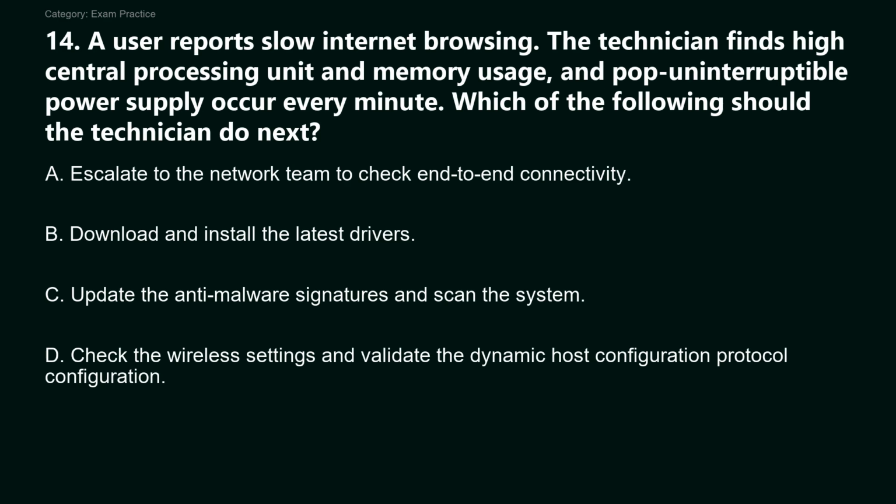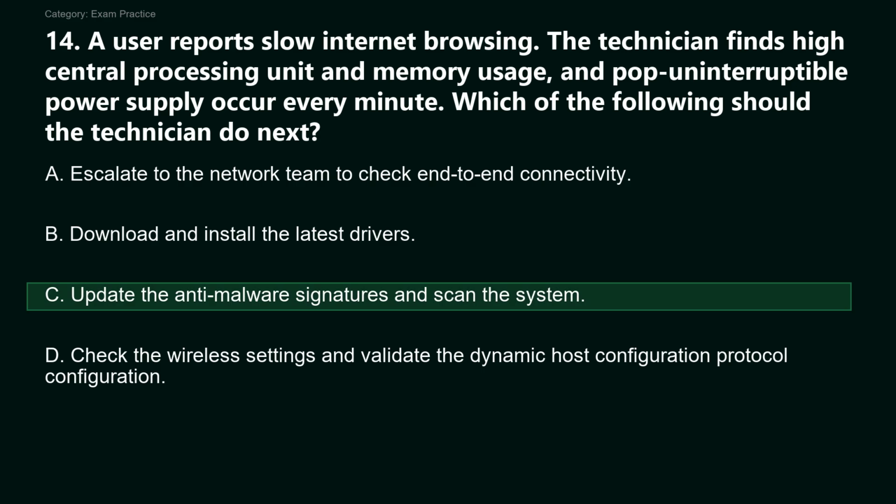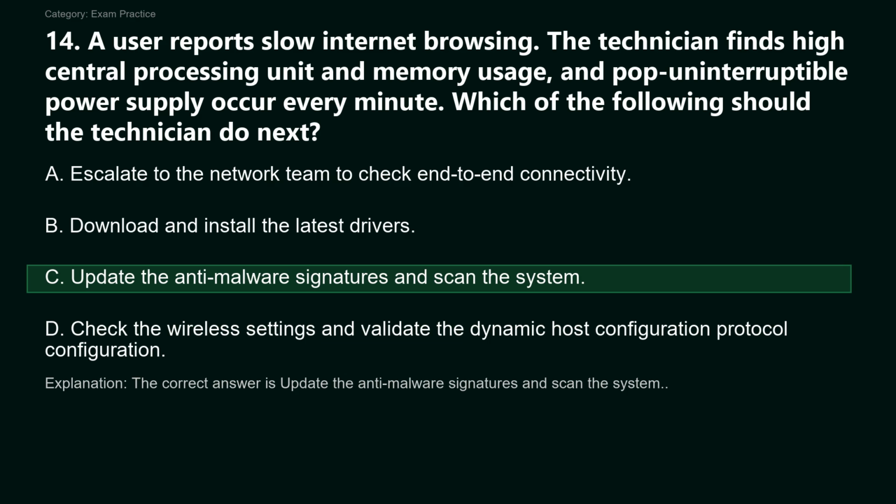Question 14. A user reports slow internet browsing. The technician finds high central processing unit and memory usage, and pop-ups occur every minute. Which of the following should the technician do next? Option A, escalate to the network team to check end-to-end connectivity. Option B, download and install the latest drivers. Option C, update the anti-malware signatures and scan the system. Option D, check the wireless settings and validate the Dynamic Host Configuration Protocol configuration. The correct answer is option C, update the anti-malware signatures and scan the system.